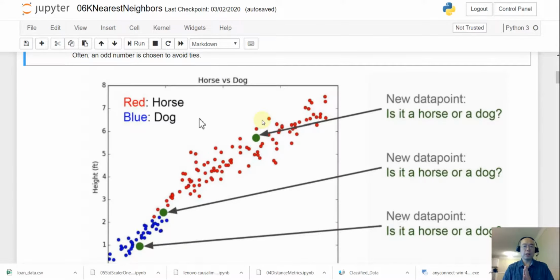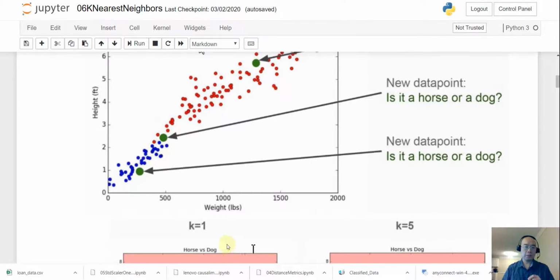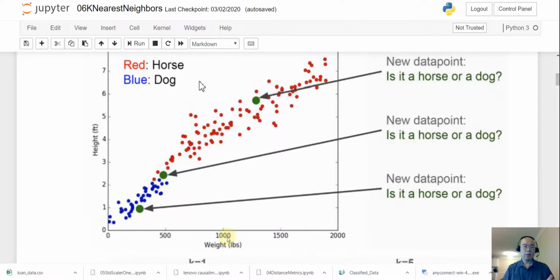Here is another example. We are trying to classify horses versus dogs. The blue points are samples of dogs, and the red points are samples of horses. The x-axis is the weight, and the y-axis is the height. Of course, dogs and horses have different sizes. But if you look at the boundary, you may find there are some really big dogs and some really small horses. So the decision boundary between the big dogs and the small horses may not be that clear.